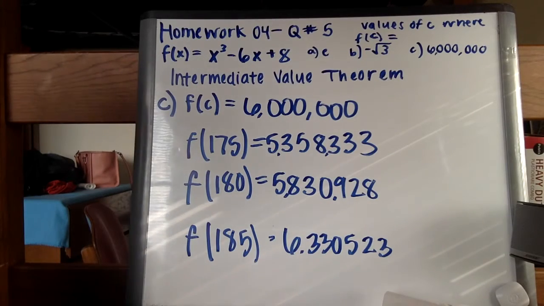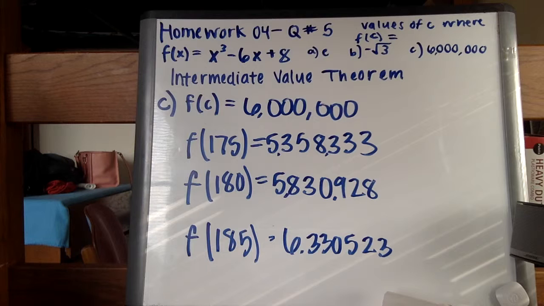For part C of question number 5, we are asked to determine if there is a c value where f of c is equal to 6 million. We're asked to use f of 175 and f of 180. First we'll plug those in and we'll get 5 million and some change, and for f of 180 we'll get 5 million and some change. But 6 million is not in between those numbers, so we cannot determine if there is a c value for which f of c equals 6 million.